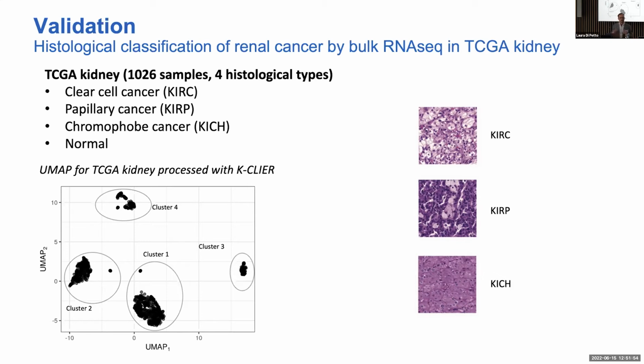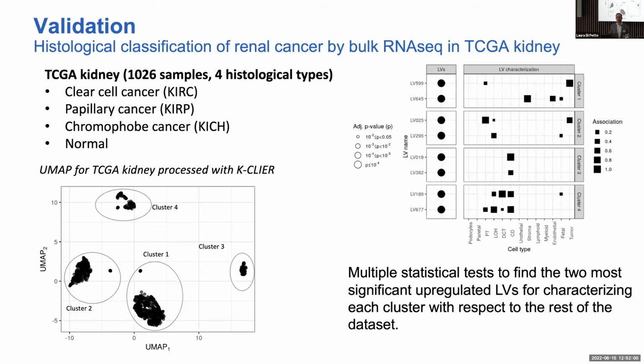So what we tried to do was try and characterize each one of these clusters in terms of latent variables. So for example, we can focus on one of the clusters and look at what latent variables are upregulated or more expressed, if we want to use a gene language, within the cluster than outside. And in this way, we can produce this kind of plots where we can see, for example, that if we focus on cluster 1, LV599 is the most significant latent variable for characterizing this cluster with respect to the others. And this is associated to both tumor cells and proximal tubule cells.